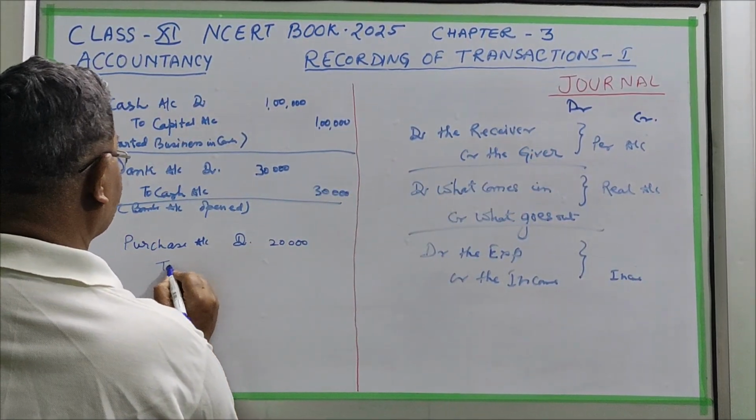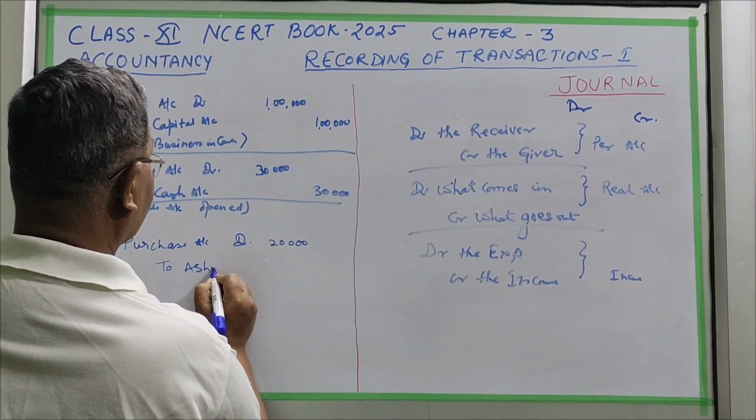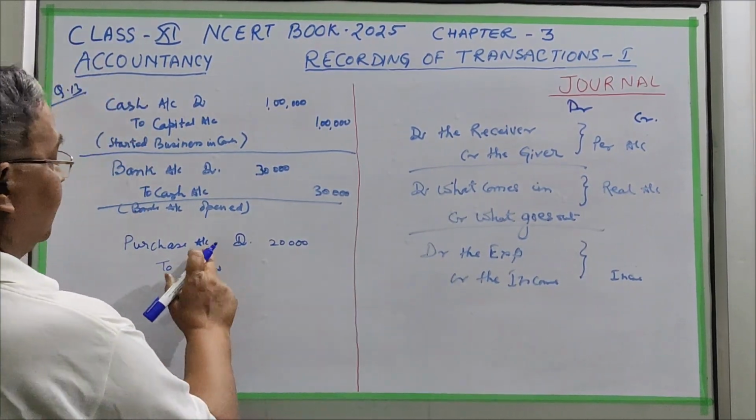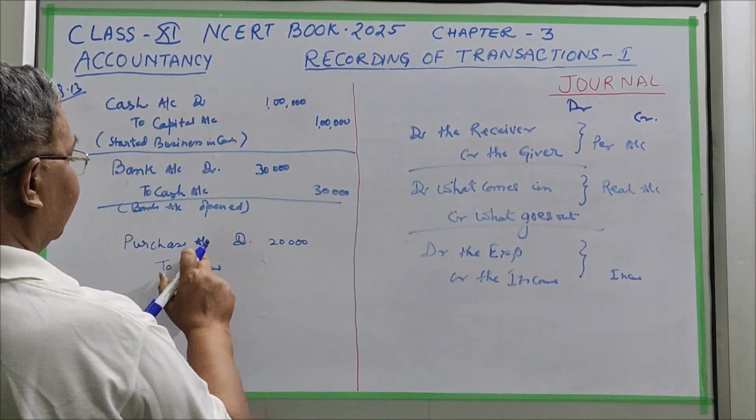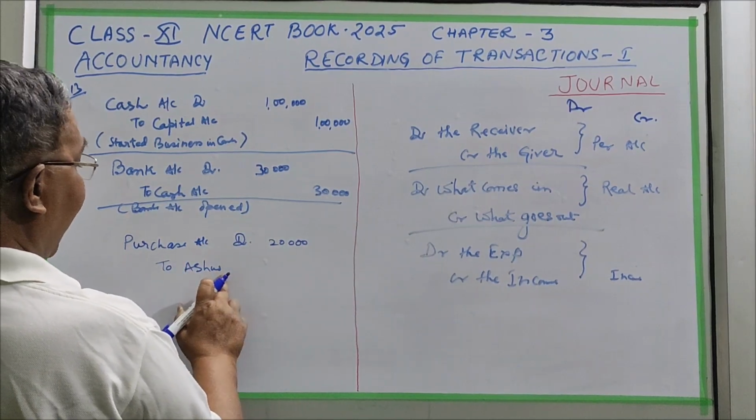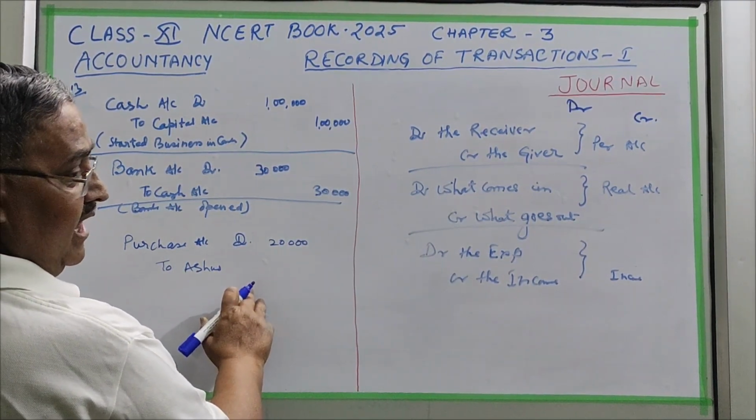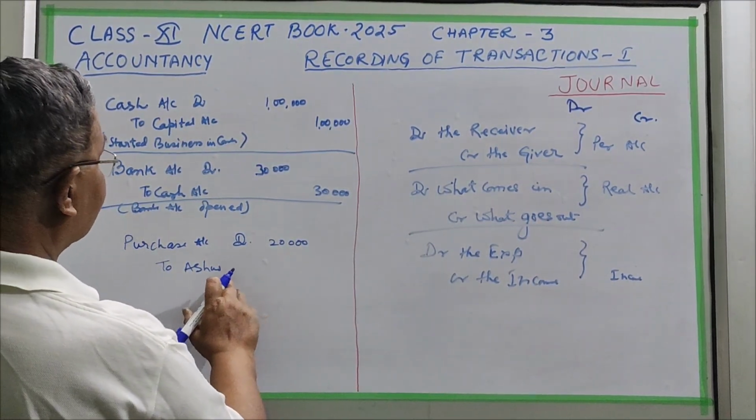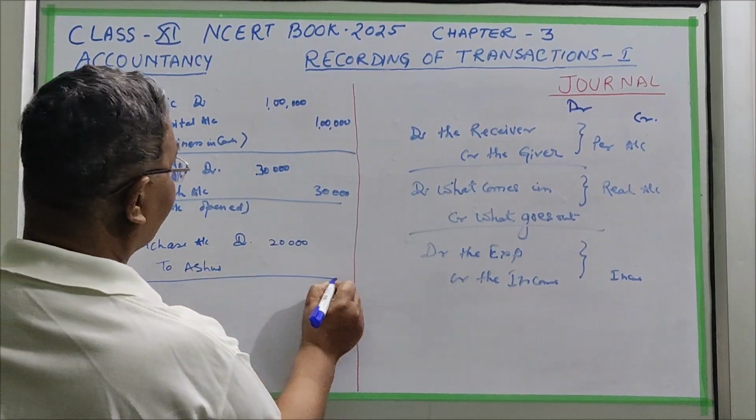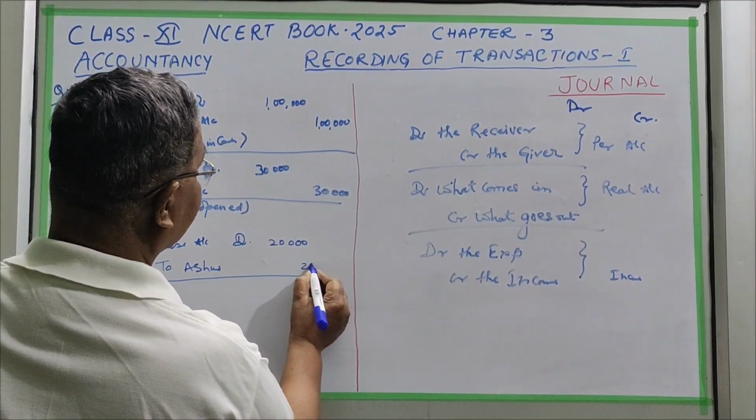So to Ashu 20,000 rupees. After a name, any firm's name, we don't write the word account. For others we use the word account, but after any name we don't use it. So to Ashu 20,000 rupees.